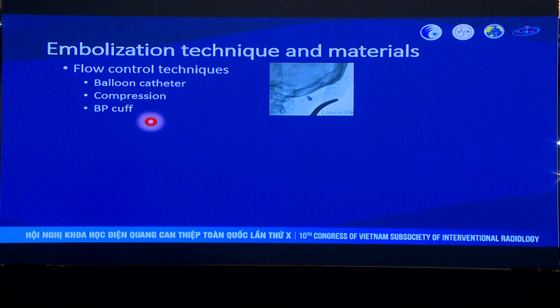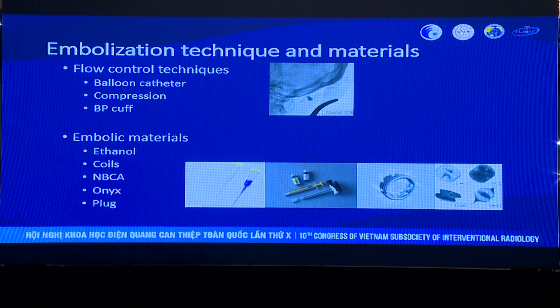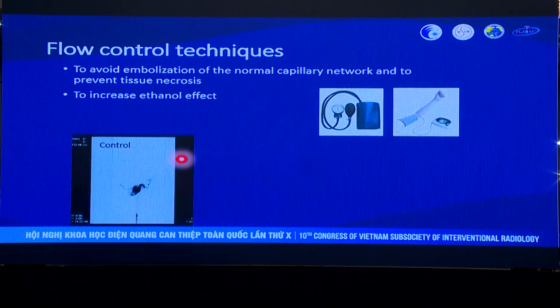And we can use a flow control technique with a balloon catheter, direct compression, or BP cuff. And also we can use various embolic materials. We usually use ethanol and coils to treat peripheral AVM. This is an example of the flow control technique.